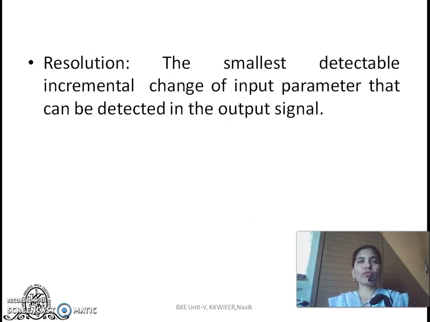There is typically a confusion between sensitivity and resolution. Resolution is the smallest incremental change of the input parameter that can be detected in the output signal. So in the resolution, we are not talking about how much the output changes, but we are talking about if we make the input smaller and smaller, what is the smallest detectable change in the input parameter that can result in a change in the output. So the smallest change of the input parameter is the resolution of a sensor.